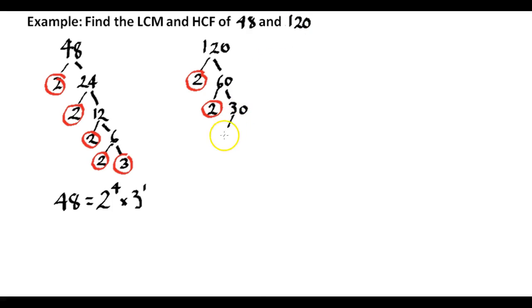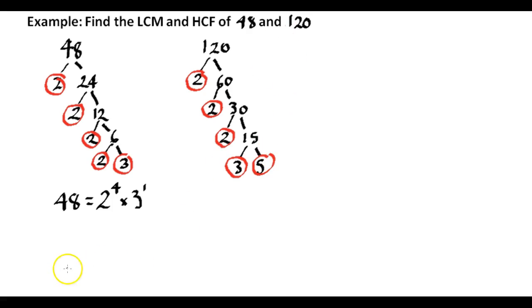30 is even as well, so 2 will go in again. 2 times 15. And so that branch is finished. And finally, 15 breaks down into 3 times 5. They're both prime, which finishes the factor tree for 120.